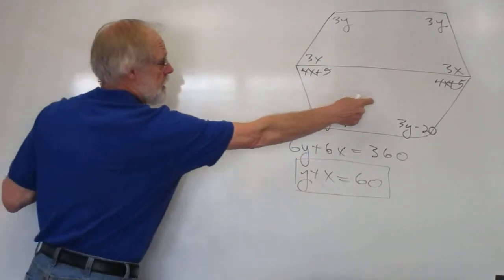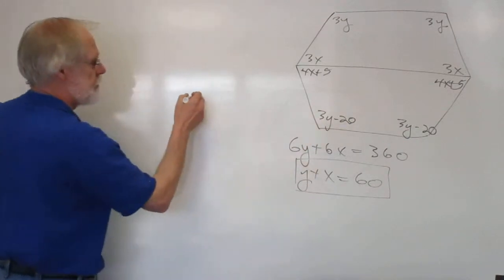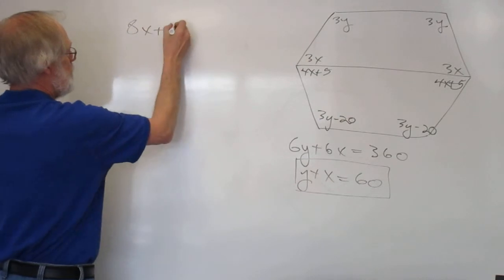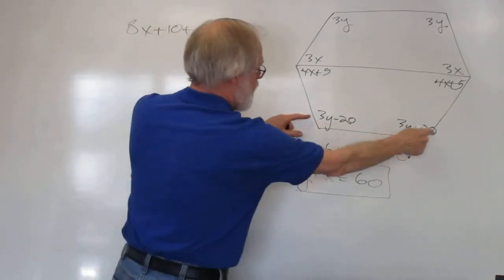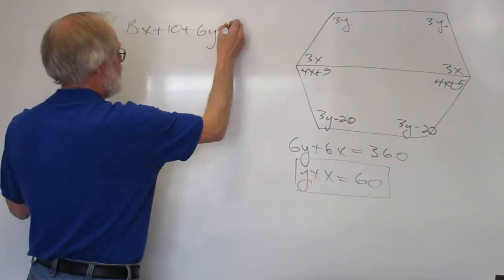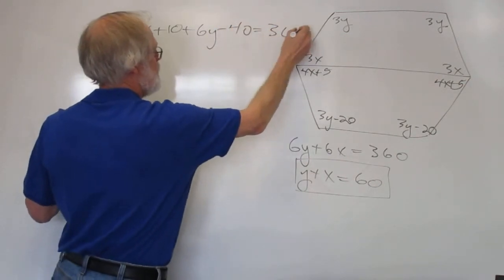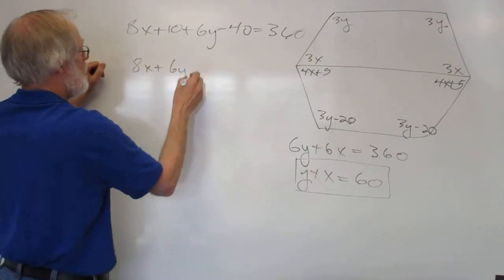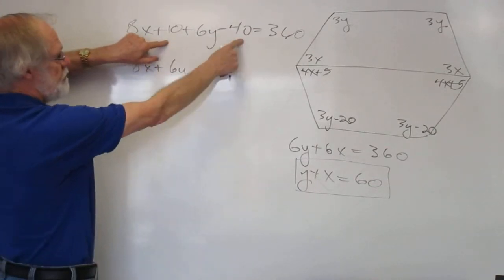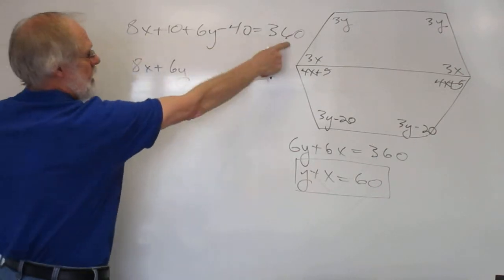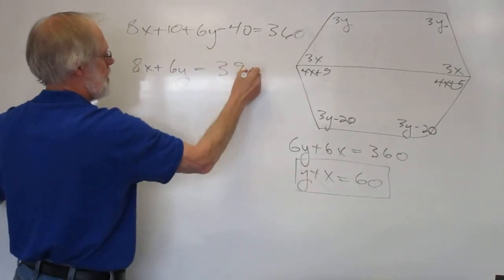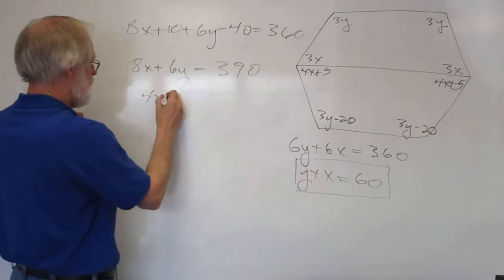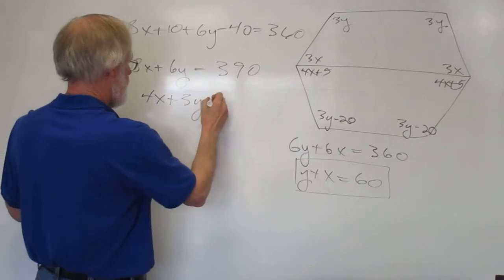The other one we'll get down here. All of these four have to add up to 360. So these two together would be 8x plus 10 plus 6y minus 40, which has to equal 360. That would give us 8x plus 6y, plus 10 minus 40 is minus 30, so I add 30 and get equals 390. Now I'm going to divide by 2 to make it simpler, so I get 4x plus 3y equals 195.